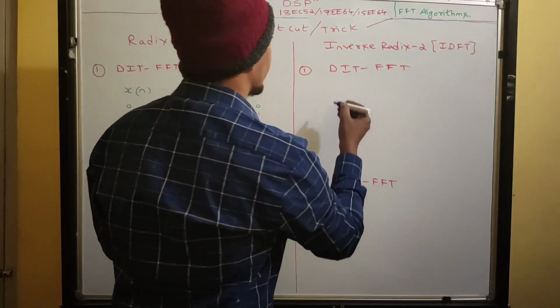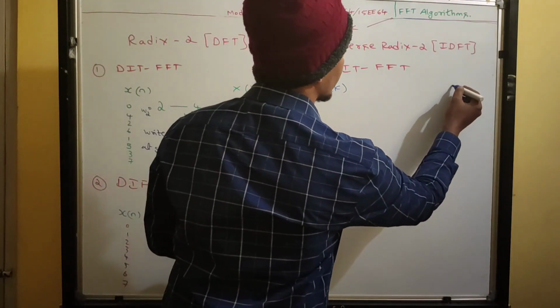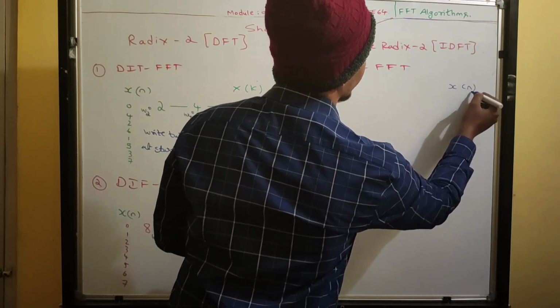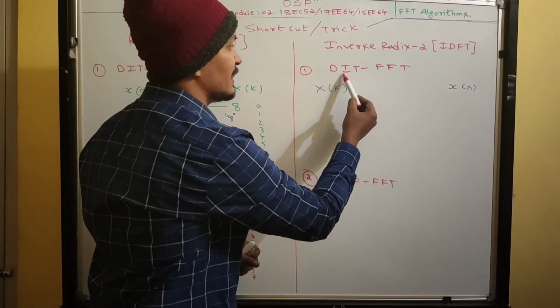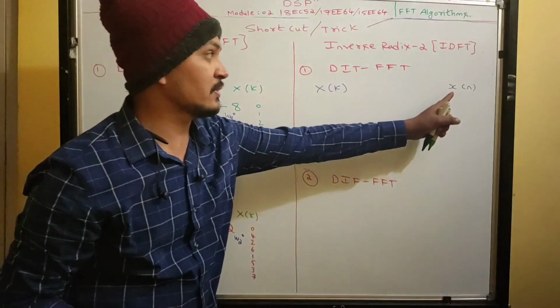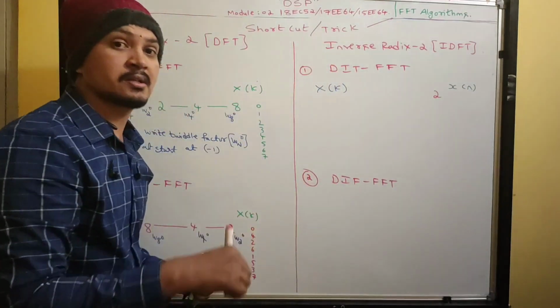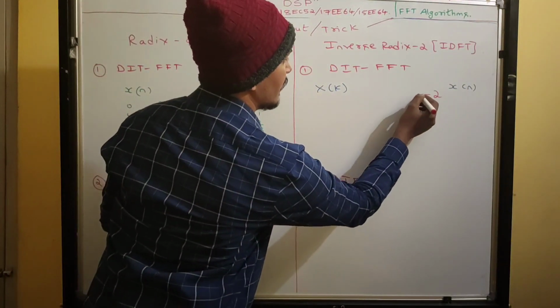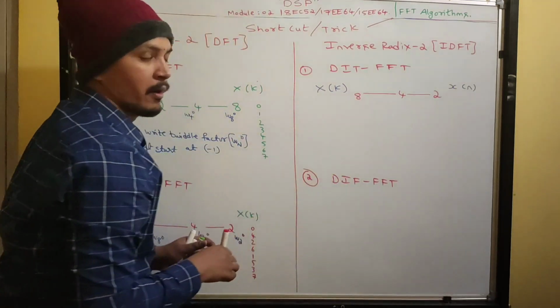IDFT means input is X(k) and output is x(n). Output is what? x(n). What is here? Decimation in time. Where is time? Time is here. At the time, where decimation is there, you write 2-point. After 2-point you write 4-point. After 4-point you write 8-point.